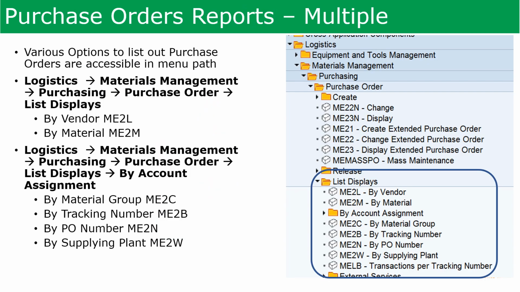Now we want to list out various purchase orders by some selection parameters. How to do it? There is an option here. One is that we can list the purchase orders based on the vendor and material, or we can also list out the purchase orders based on account assignment, like by material group or tracking number, purchase order number, supply plant and other details, right? Now we'll see them here.